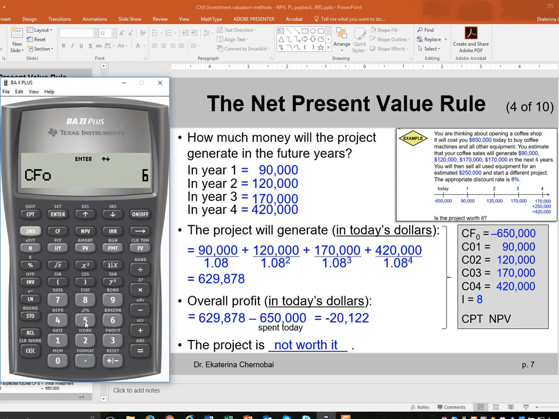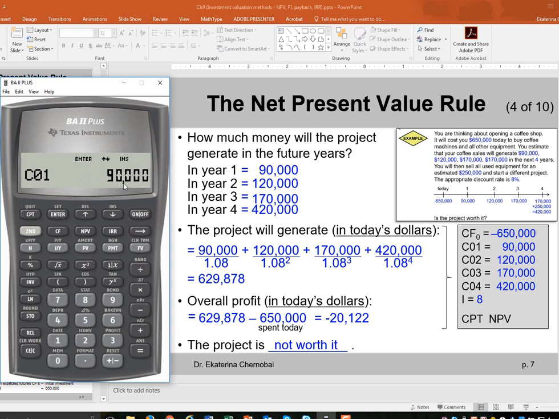So I put 650,000. To make it negative, I press the plus minus key on the bottom, and then I save it by pressing enter. Down arrow key. Cash flow 01. That's the first one in the future. What is it? It's $90,000, right? I put 90,000 because it's money coming in.